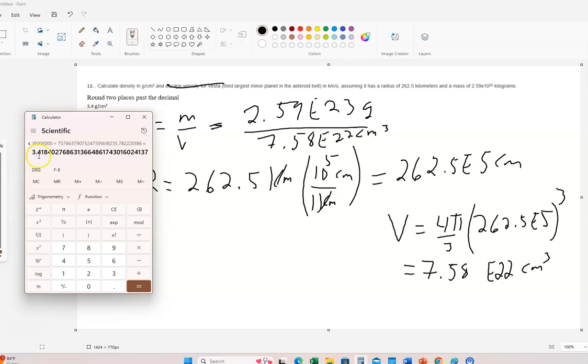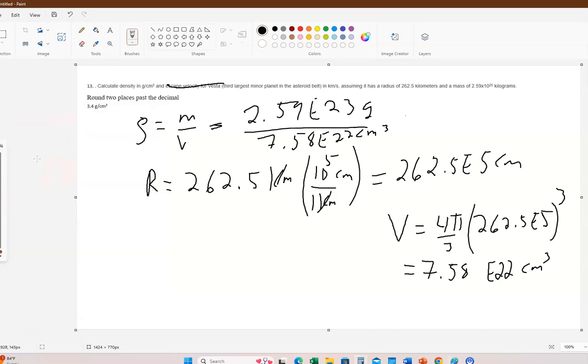So you get an answer of 3.41. So we would round it to one place past the decimal. The answer to this density problem would be 3.4 grams per centimeter cubed. Which is approximately the density of rock, which is usually around 3 grams per cubic centimeter.